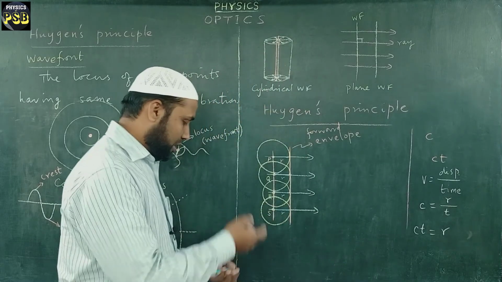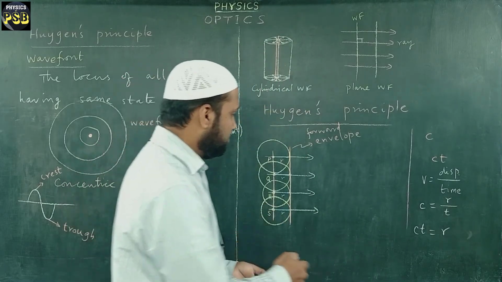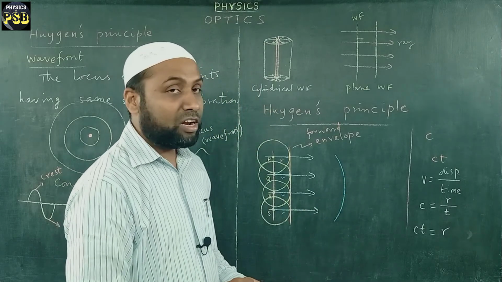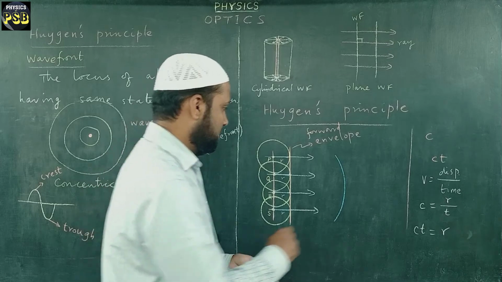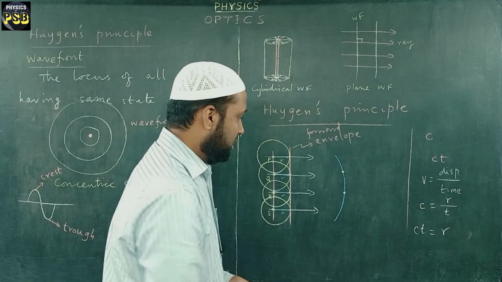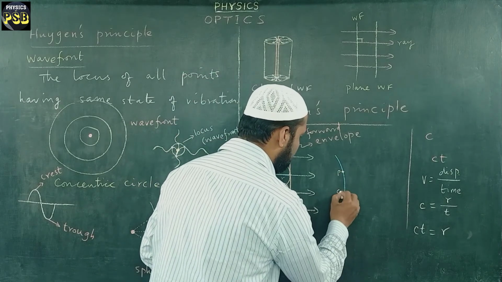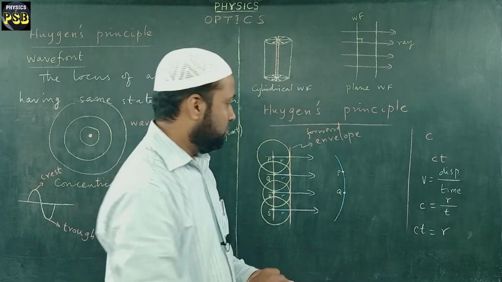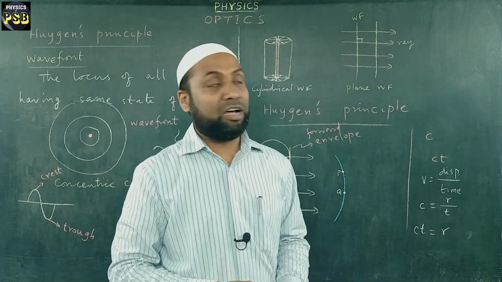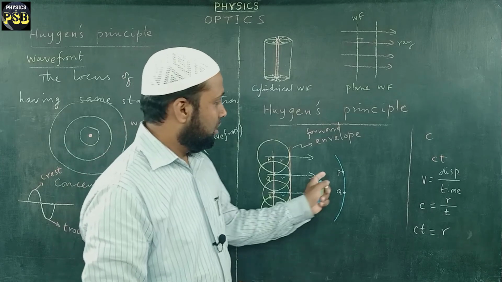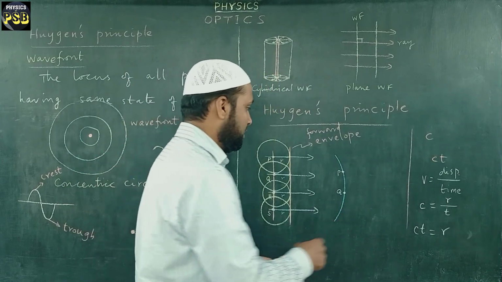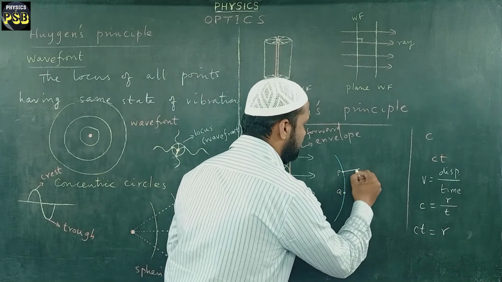Clear? Now I'll take one more example. This time I take a spherical wavefront. On this, I'll take two points. To make my work easy, I name this point as P and this point as Q. Now, these points act as the source of a secondary wavelet according to Huygens principle. And if they travel with the velocity of light, that is c, then they cover a distance Ct at time t.